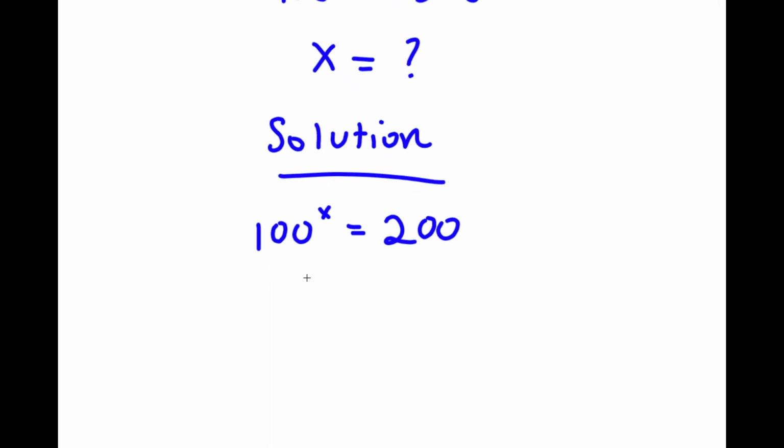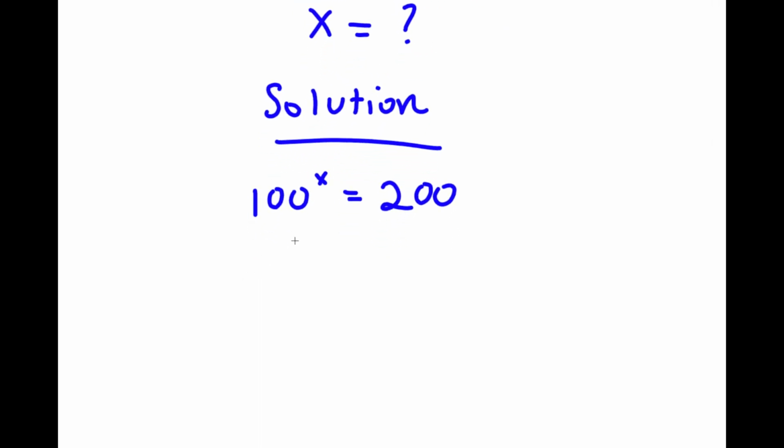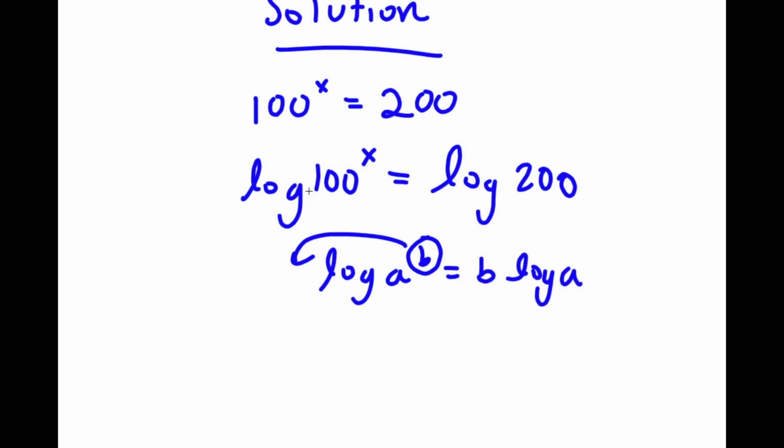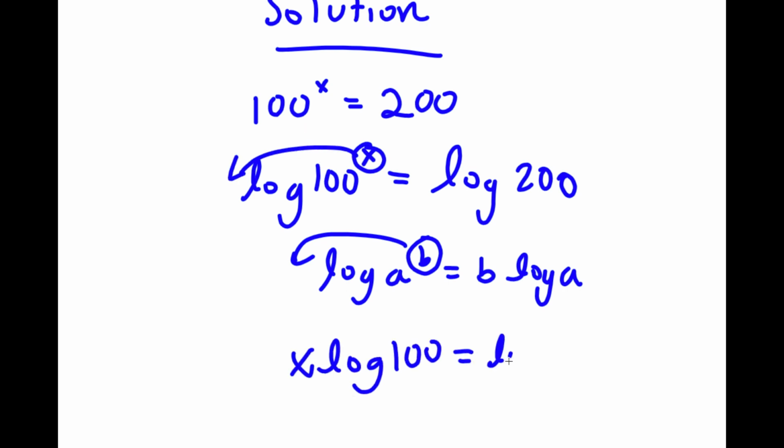Now I'm going to take the log on both sides. So I have log of 100 to the power of x is equal to log 200. Now if I have something in the form log a to the power of b, I can move this exponent b to the front. So this can equal b times log a. So in this case, I can move x to the front. So now I have x times log 100 is equal to log 200.